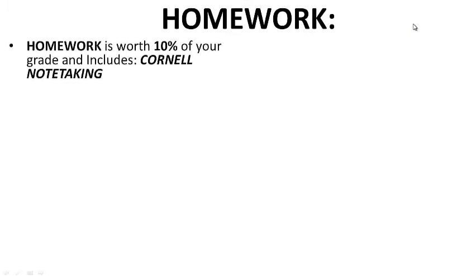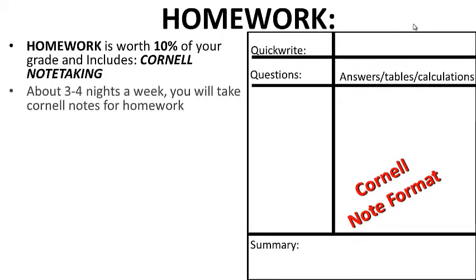So homework. Homework is worth 10% of your grade and includes Cornell notes. About 3 to 4 nights a week, you'll be doing homework or taking Cornell notes. This is what the basic format looks like. Questions go over here, and your answers, calculations, tables, they all go on the right-hand side.